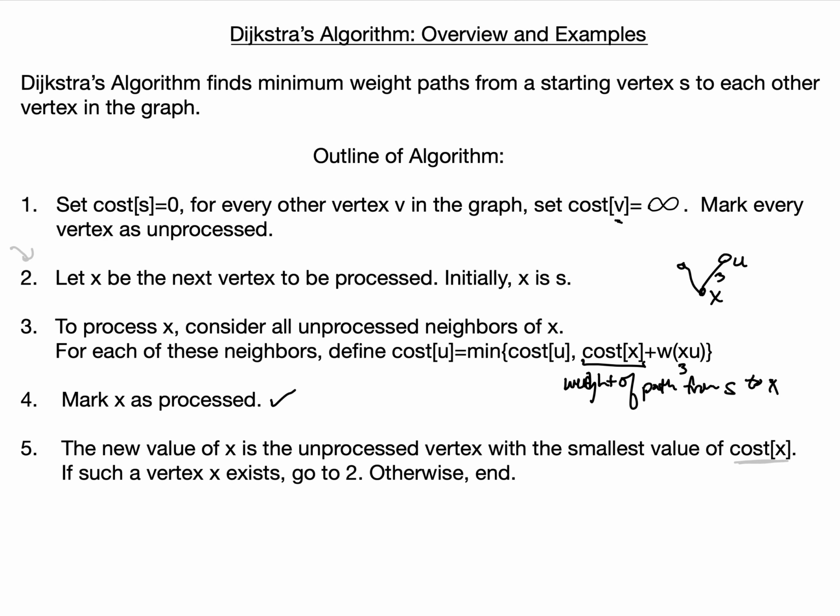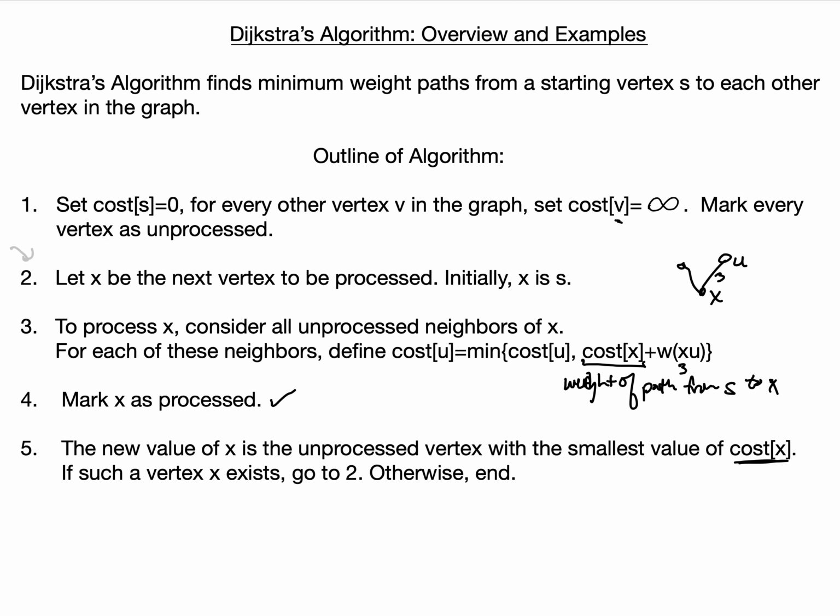And when we say that X is processed, that means that we don't need to consider it again, and whatever the cost of X was, that is the cost of the minimum weight path from S to X. So X is processed, it does not need to be considered again. And now we are going to consider a new X. So the new X that we will then process is the unprocessed vertex with the smallest value of cost of X. So whatever vertex has the minimum cost among all unprocessed vertices, that is our new X.